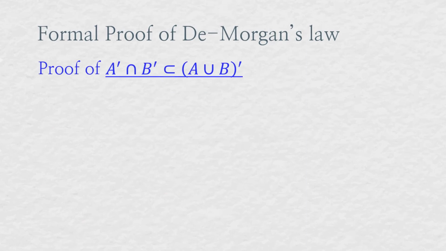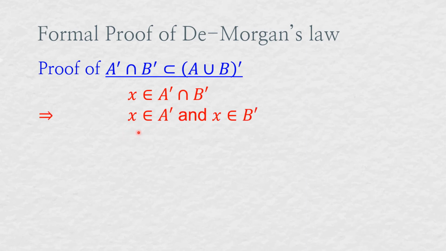Next, we are going to prove that the intersection of the complement of A and the complement of B is a subset of the complement of A union B. Suppose that an element X is in the intersection of the complement of A and the complement of B. Since this element X is in the intersection, this element is common to both A complement and B complement. Therefore, this element is present in both A complement and B complement.